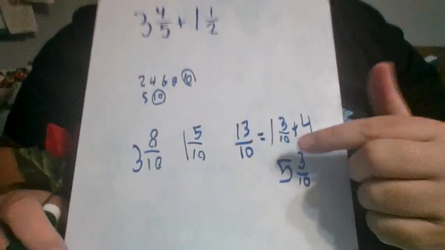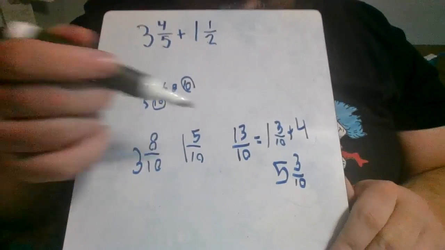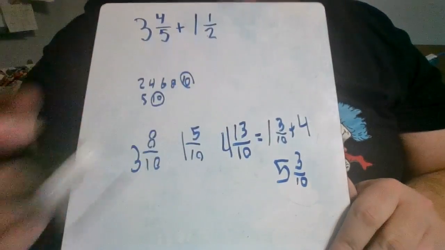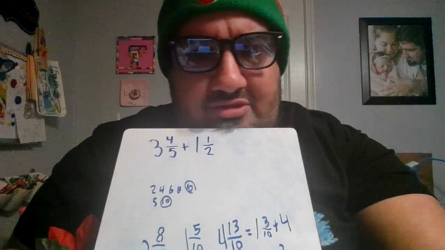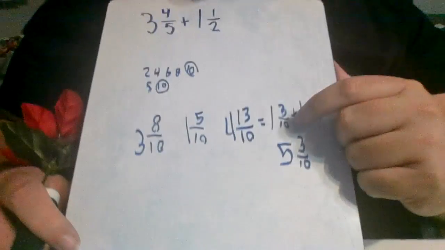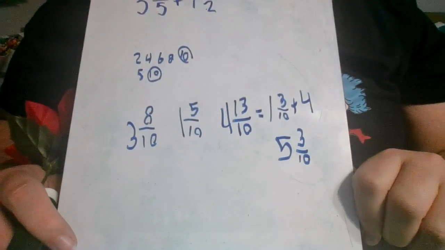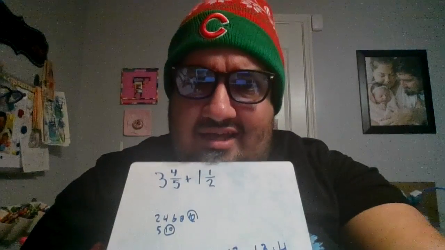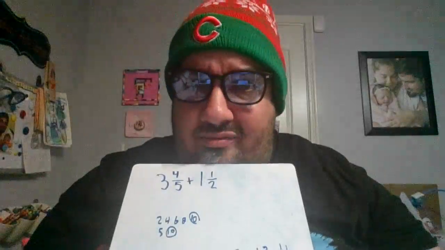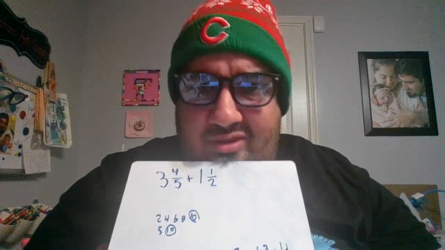So you cannot leave it as 4 and 13/10. No bueno. No good. Do not do that. Change it to 1 and 3/10 plus 4, please. And then make it 5 and 3/10. And that is your answer. That is how you add mixed numbers with regrouping with unlike denominators.